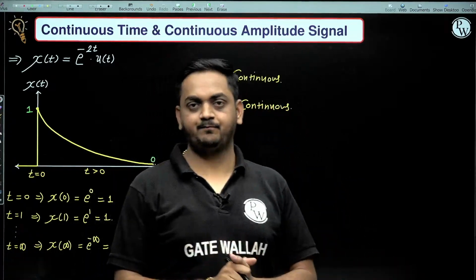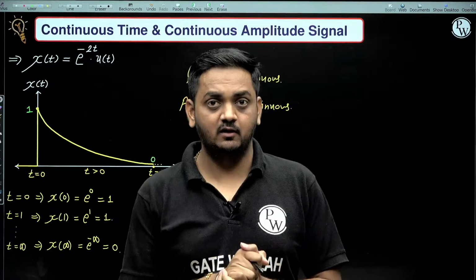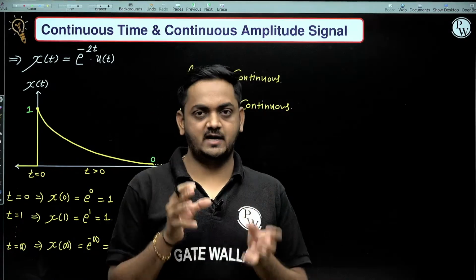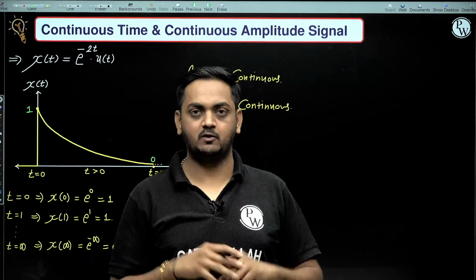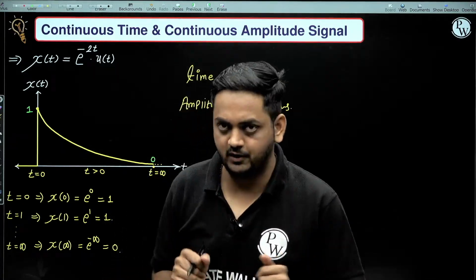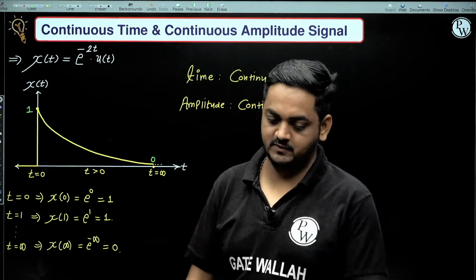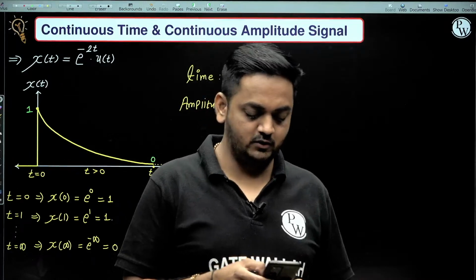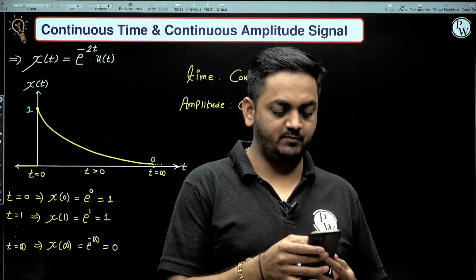Now see here, how to get a discrete time signal from the continuous time signal, or how to convert a continuous time signal into a discrete time signal. My question is, what process do you have to perform so that the continuous time signal can be converted into a discrete time signal? So this is the simple example.